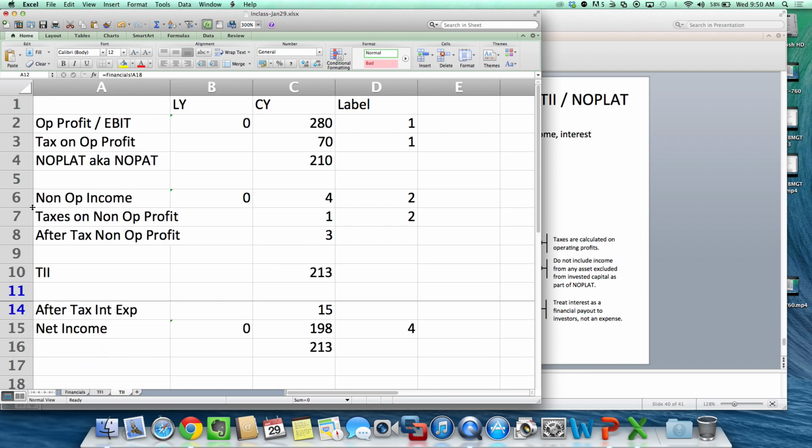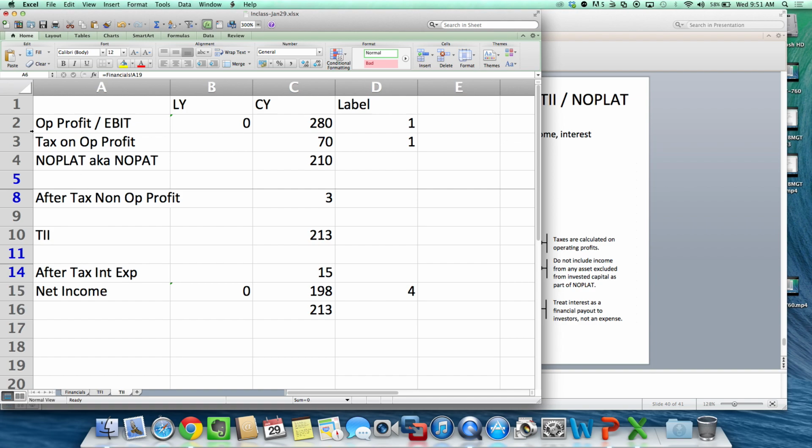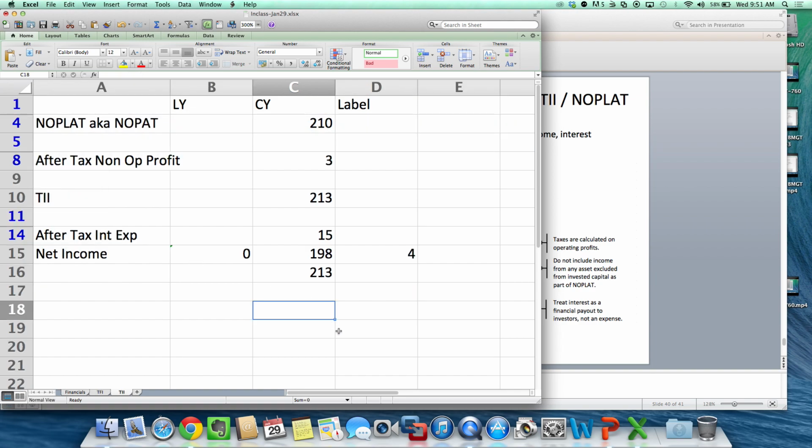Hide. Hide. Hide. That's the statement they showed you. Because like I said, intuitively they know that you're going to make every item after tax, so they don't show you the mechanics. They just multiply straight by 1 minus the tax rate.